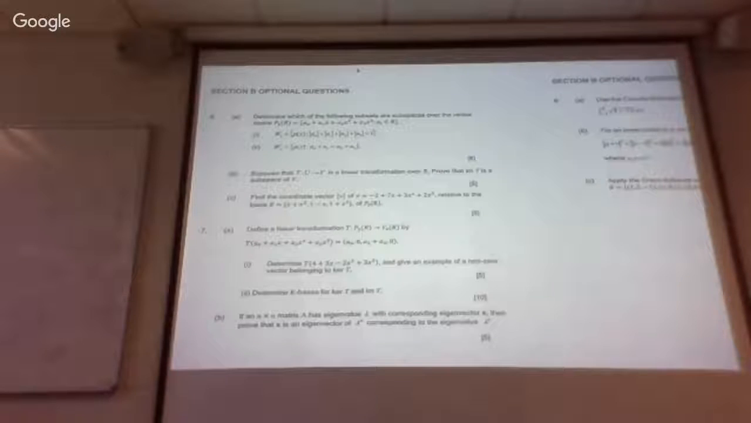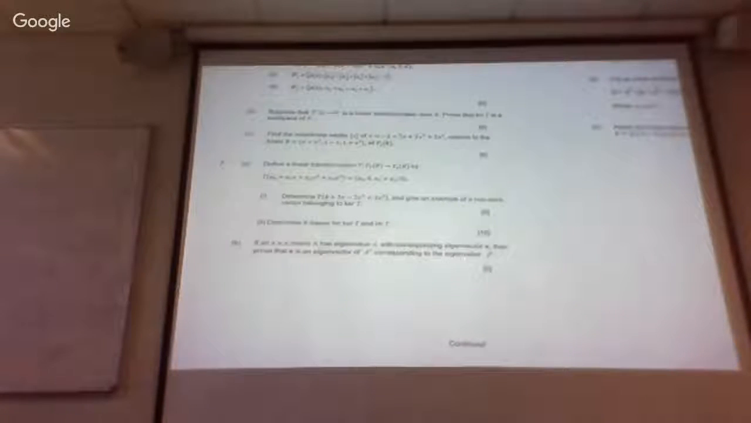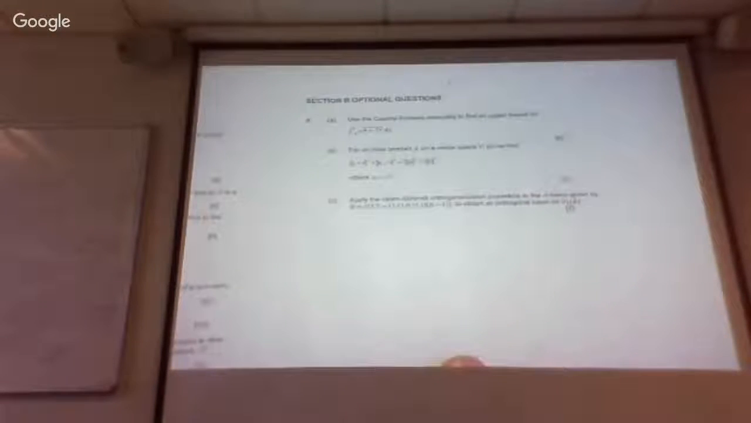Question 7 had a bit more on linear transformations, looking at their kernel and image. And a part B question on eigenvectors and eigenvalues. And then question 8 was surrounding issues surrounding inner products.